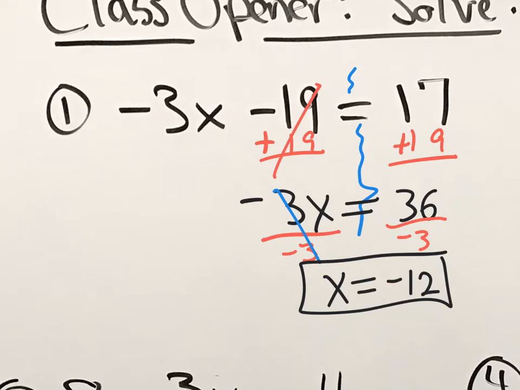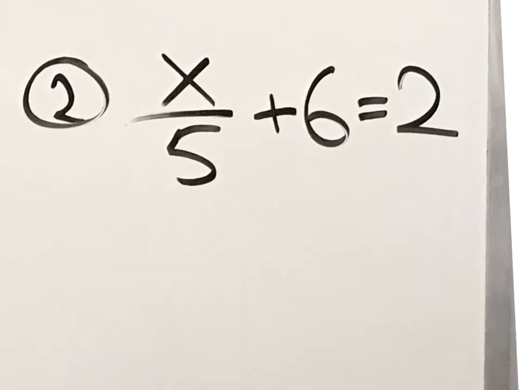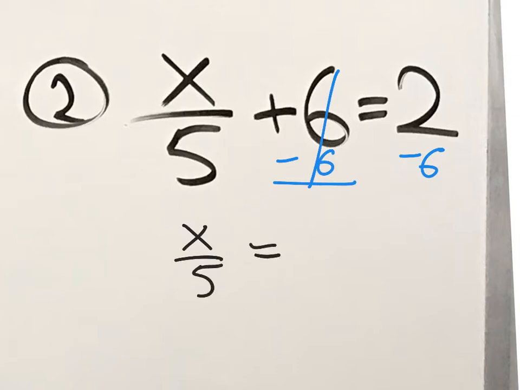Anyway, moving on. Number 2. That was too easy. Number 2 is a little more fun because it has a fraction in it. We have x, we have the division, we have 5, we have plus 6, we have equals 2. So what do we do? You want to get rid of the 6, so you're going to go minus 6. That'll cancel it out. Minus 6. So what do we have left? X over 5 equals negative 4.